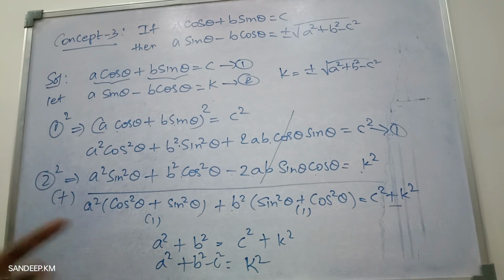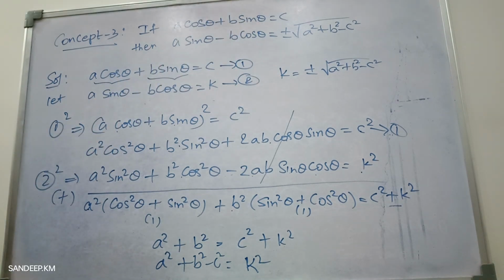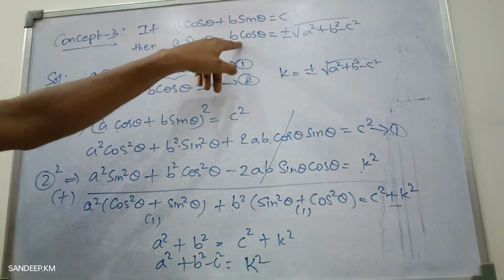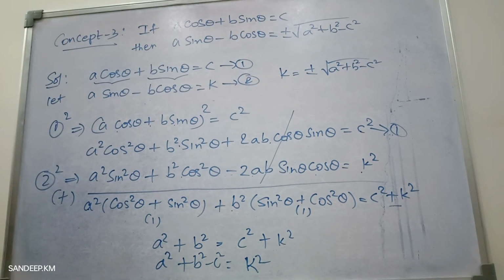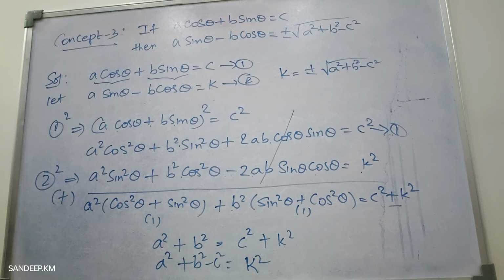So remember this, very important. If a cos theta plus b sin theta is equal to c, then a sin theta minus b cos theta is equal to plus or minus root of a square plus b square minus c square. So we will be using these concepts directly in solving the problems.